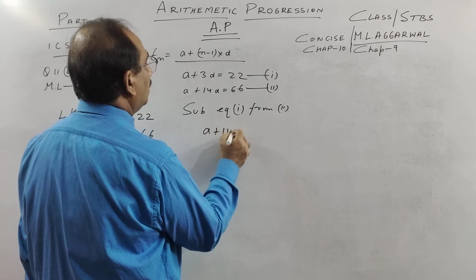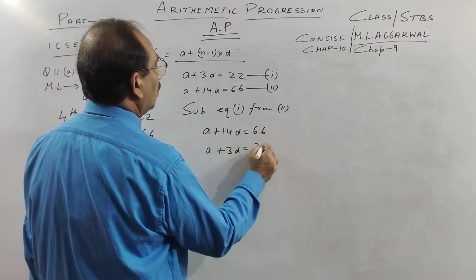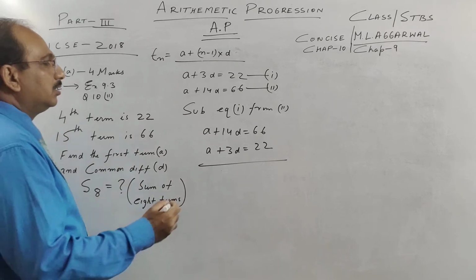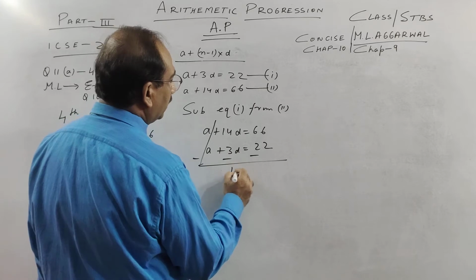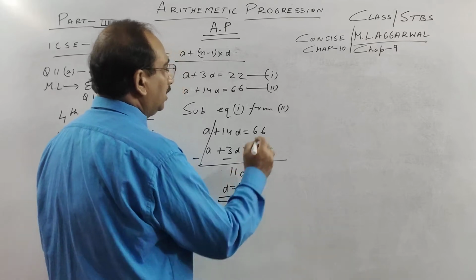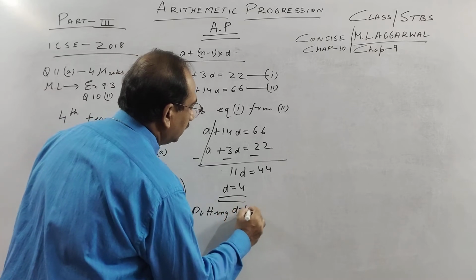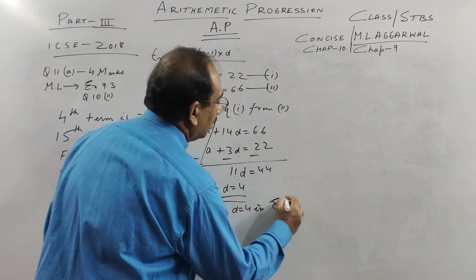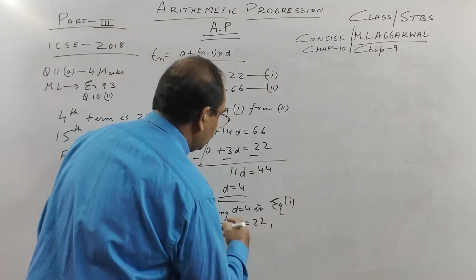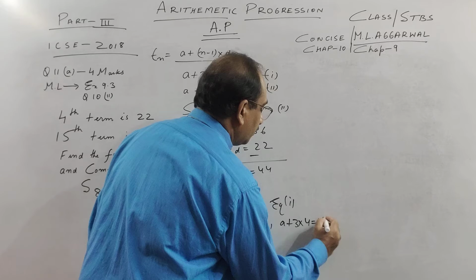So a plus 14d is equal to 66. We subtract a plus 3d is 22. So let us subtract and see. We get 11d as 44. D is equal to 4 children. D is 4, then putting d is equal to 4 in equation 1, a plus 3d is 22. So we get a plus 3 into 4 is equal to 22.